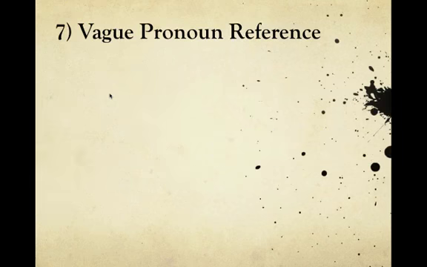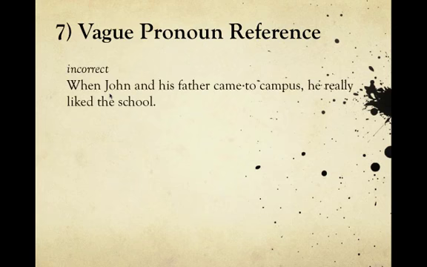Number 7 also has to do with pronouns. Vague pronoun reference. This is when you don't know exactly who's being talked about or referred to. For example, when John and his father came to campus, he really liked the school. Who's he? Is it John or is it his father? The pronoun is vague. It could refer to either one of these fine gentlemen.